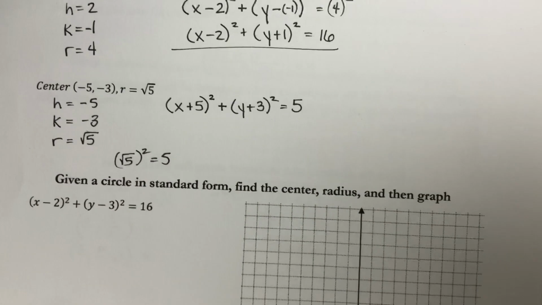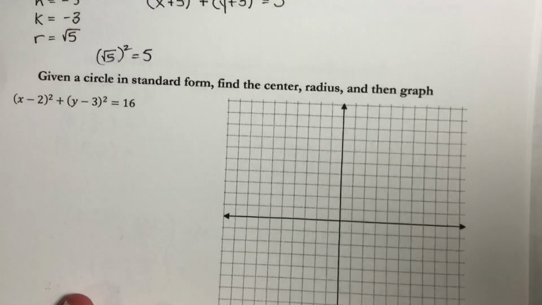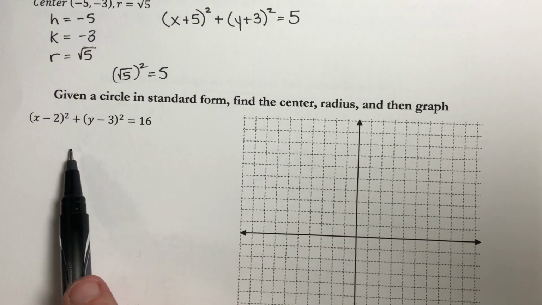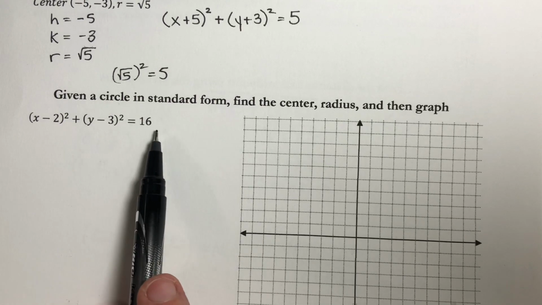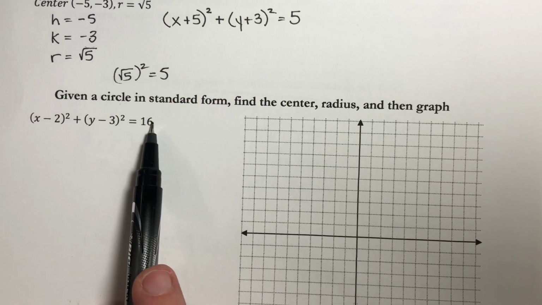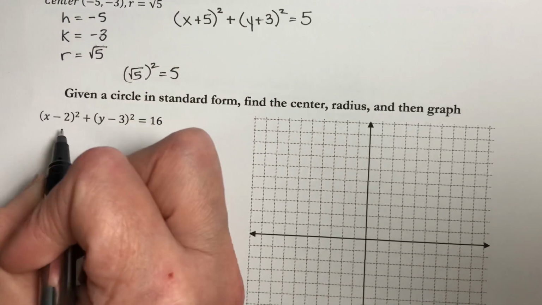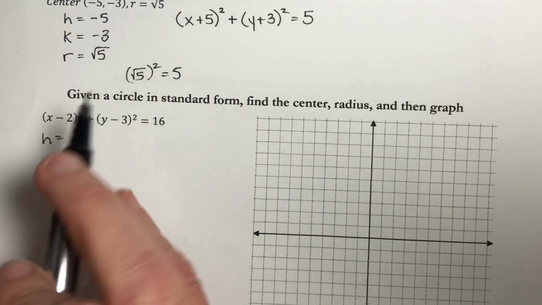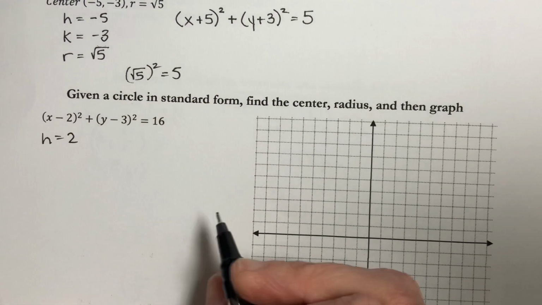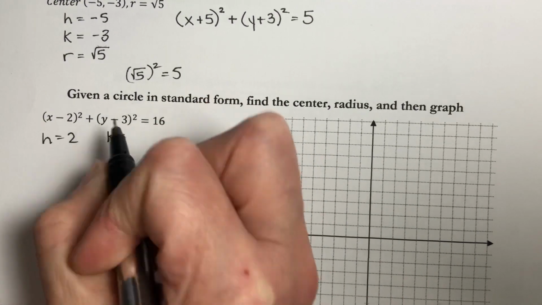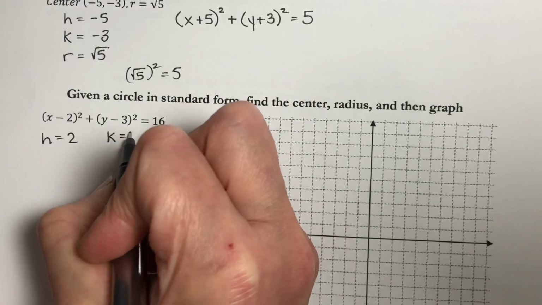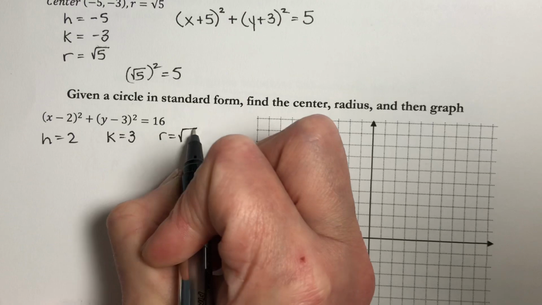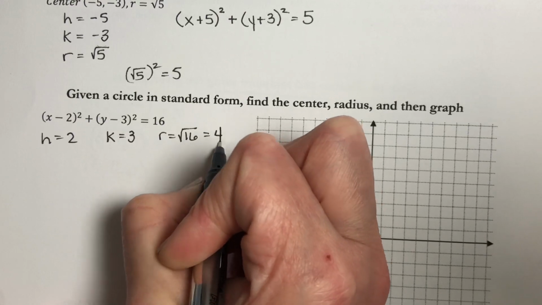Okay, so let's talk about graphing something given standard form, okay? First thing you want to do is find your center and your radius. Well, what is my h? My h is going to be, remember, you always use the opposite sign of what's right here. So my h is 2. My k is, that's a minus 3, so my k is a positive 3. And then the radius is the square root of 16, which is 4.